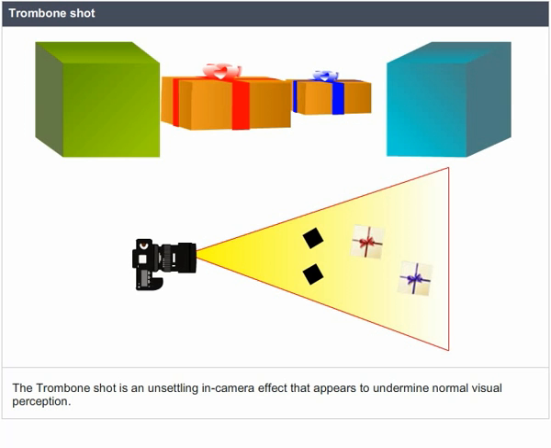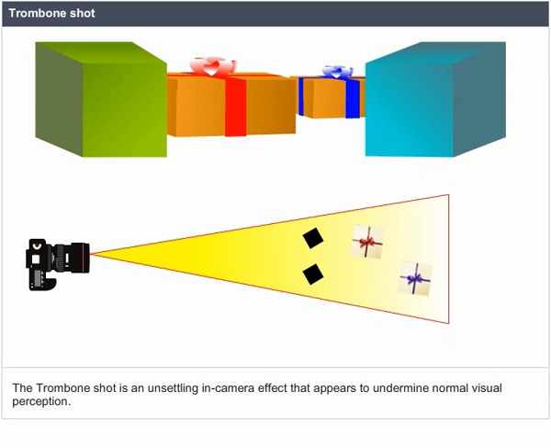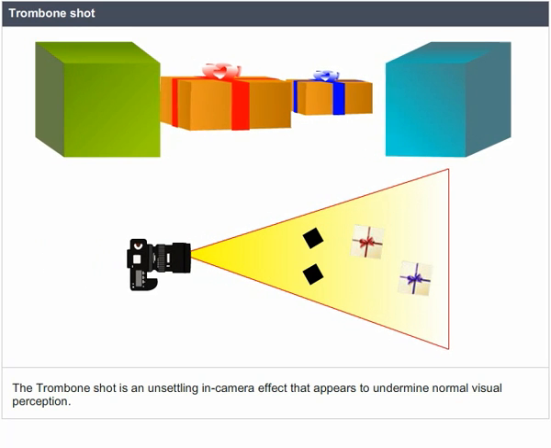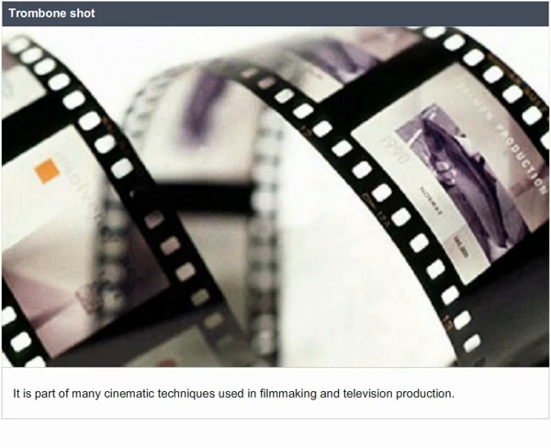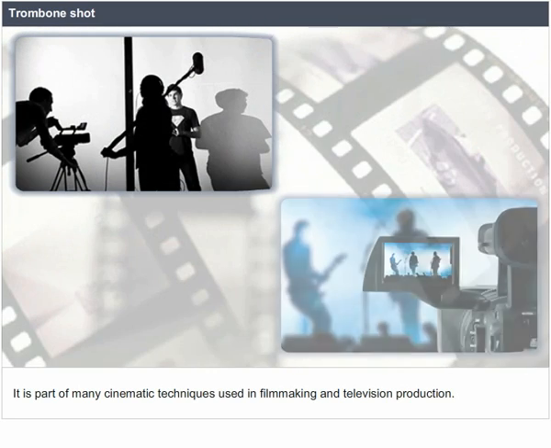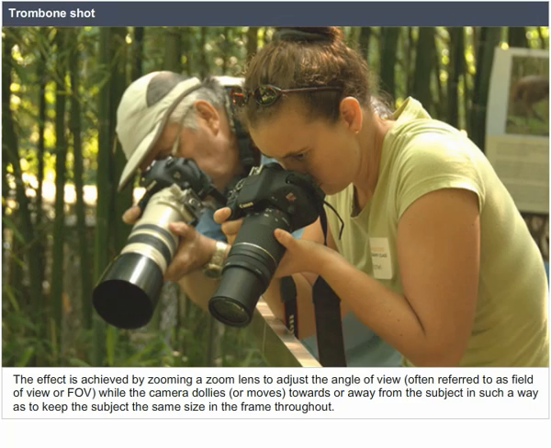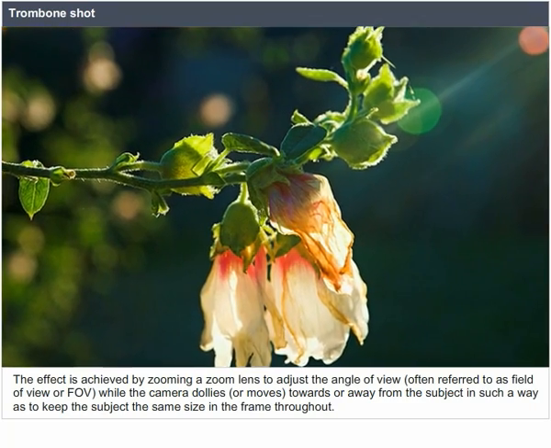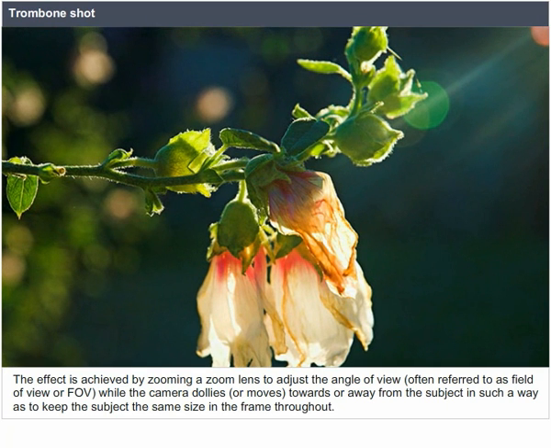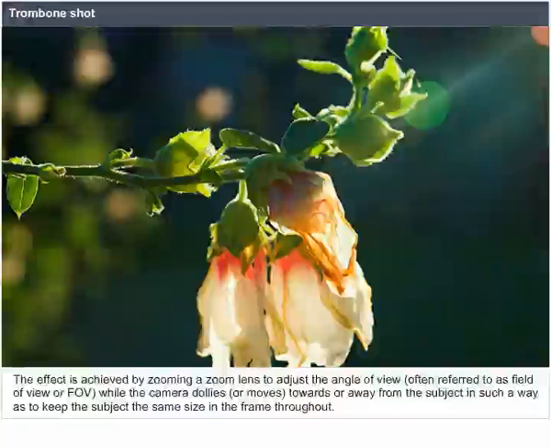Trombone shot. The trombone shot is an unsettling in-camera effect that appears to undermine normal visual perception. It is part of many cinematic techniques used in filmmaking and television production. The effect is achieved by zooming a zoom lens to adjust the angle of view, often referred to as field of view or FOV, while the camera dollies or moves towards or away from the subject in such a way as to keep the subject the same size in the frame throughout.